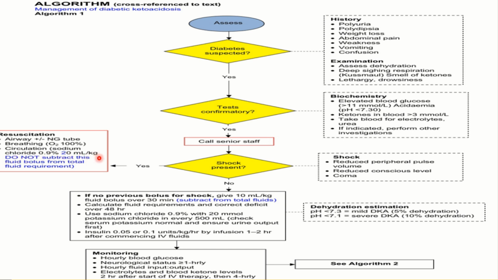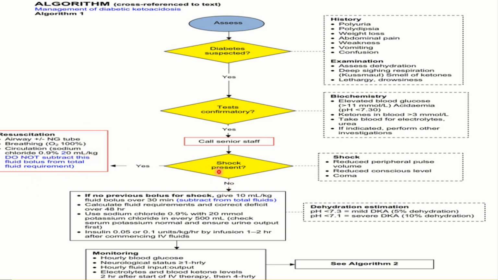So how will you maintain the circulation? The patient is in shock. This is the most important one. You have to give 20 ml per kg of sodium chloride to the patient as an IV bolus, initial bolus. You have to give 20 ml per kg of sodium chloride. Okay, and after that you will start with the maintenance fluid plus deficit, total fluid. This is the initial bolus that you need to give if the child is in shock.